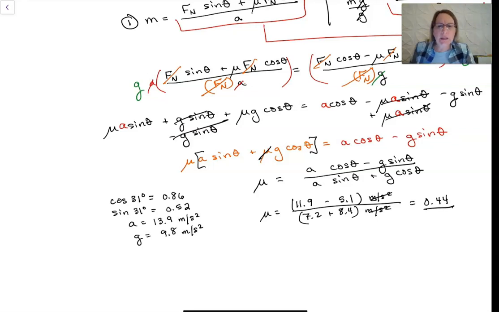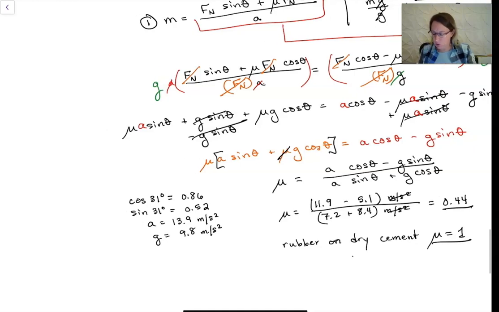So if we look in the book at our table of car tire or rubber on dry cement, that mu is equal to 1. So we're in good shape. If we're on wet cement, if it's a rainy day, then we're looking at a mu of 0.5 to 0.7. So then we're getting closer to the danger zone here of where we might slip off the track.